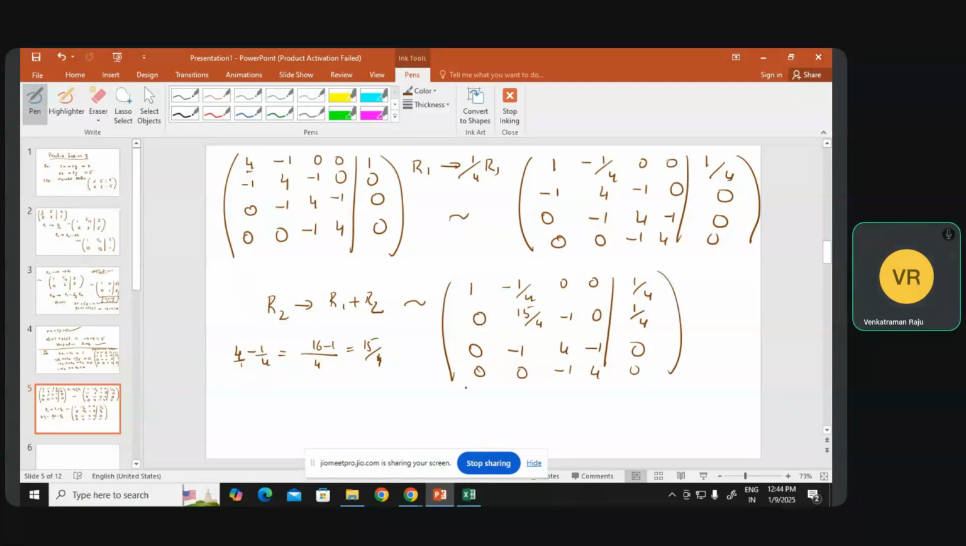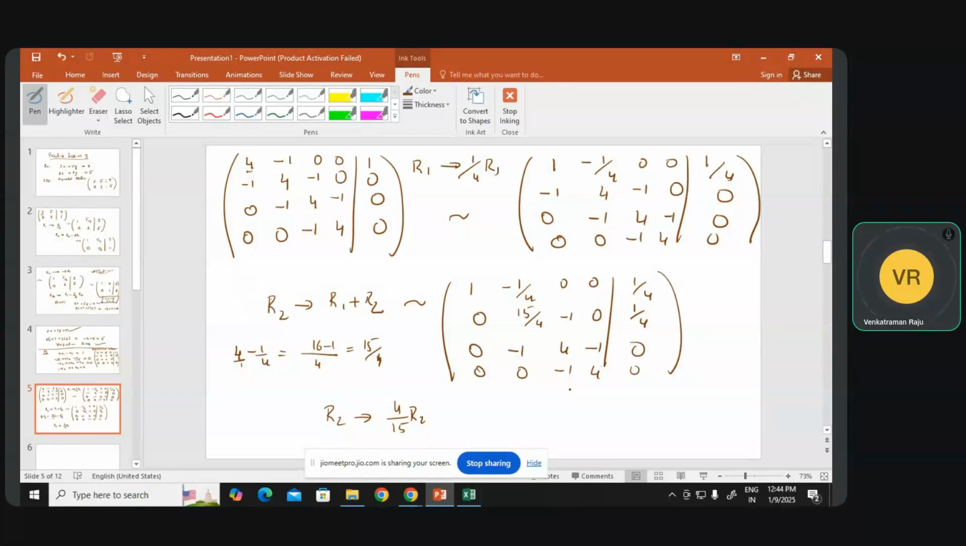Rest are same. Next what do I do? Next I do, because I want this column job is over. Now I want to get a 1 here. Remember my diagonal should be 1. So I do R2 goes to 4 by 15 R2.